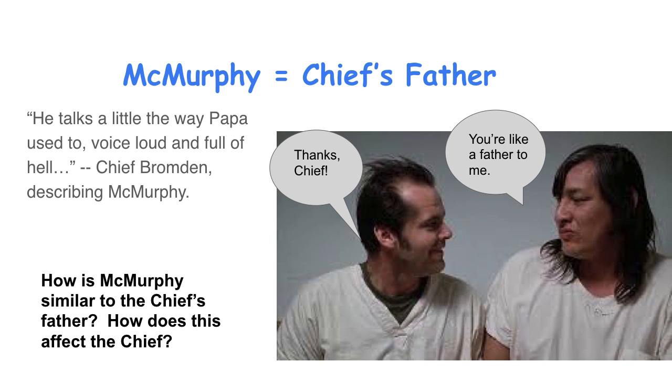McMurphy often reminds the Chief of his father. Why is that? Also, think of how the Chief's father is related to the Chief's present condition. What made the Chief go crazy in the first place?